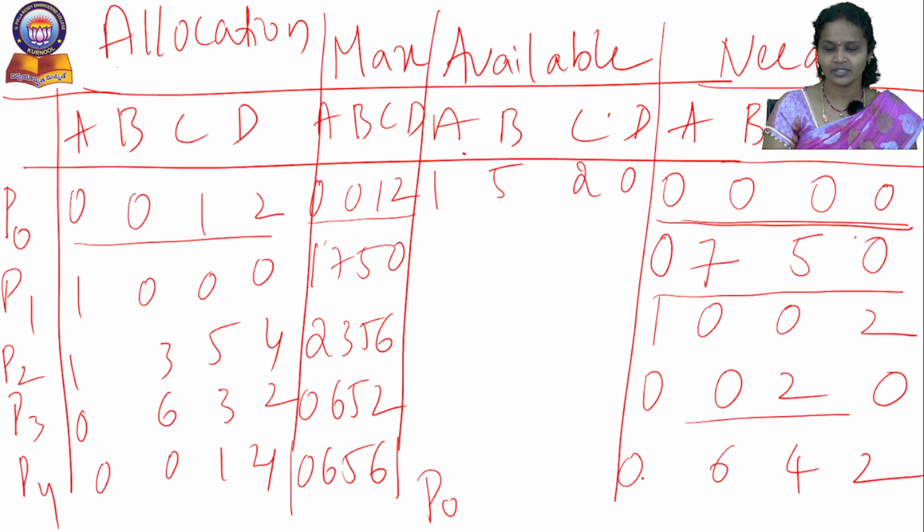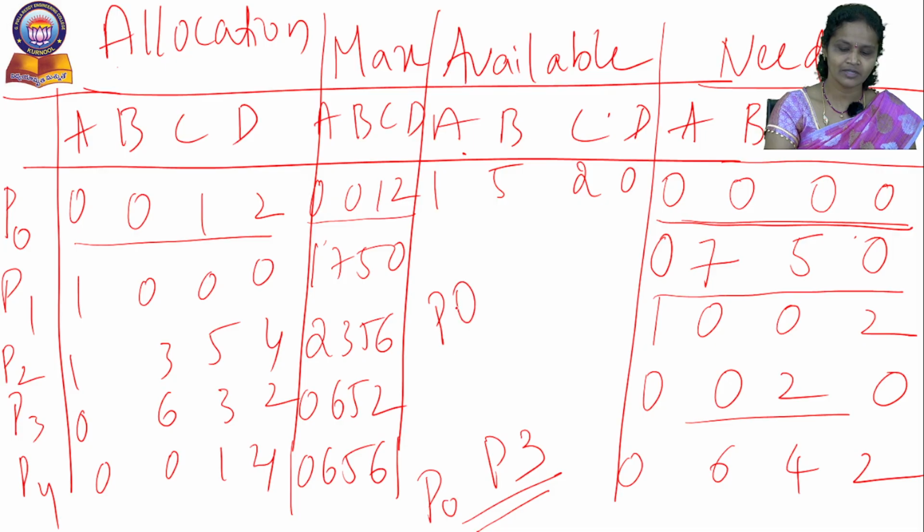So if we take this process P3, we can take process P3 also. Why? Because the need of this process P3 is definitely lesser than the available. So even the safe state sequence can start with process P3. And one more important note is, we can have n number of safe state sequences. It is not like we'll be having only one unique safe state sequence. So the safe state sequence can either start with P0 or even start with P3.